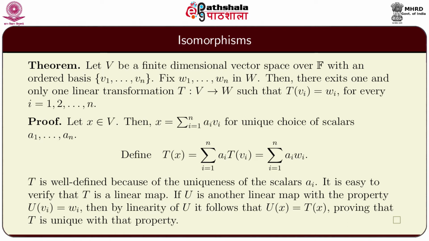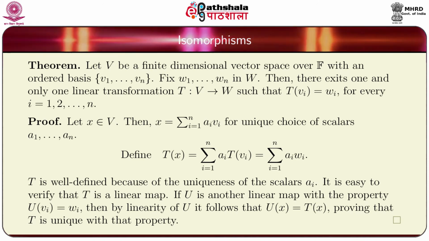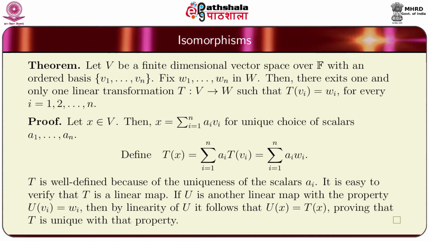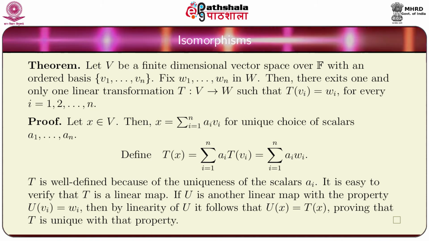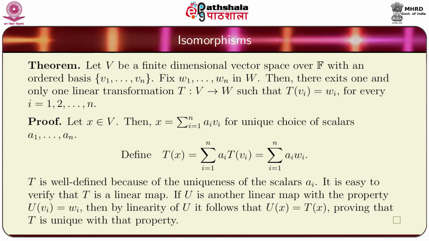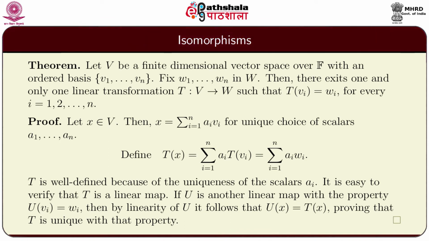So let us understand the statement very well before we start proving it. It says that if we have a finite dimensional vector space with a basis V1 to Vn, then if we assign the values W1 to Wn to V1 to Vn through a map T, then there is only one such linear transformation T which assigns the values Wi to the vectors Vi's.